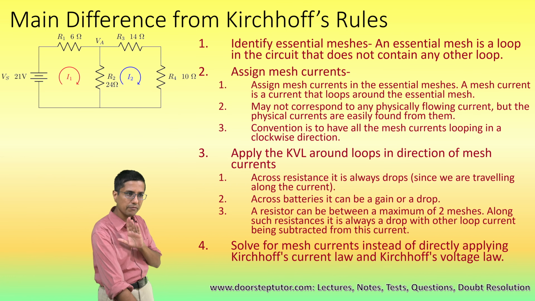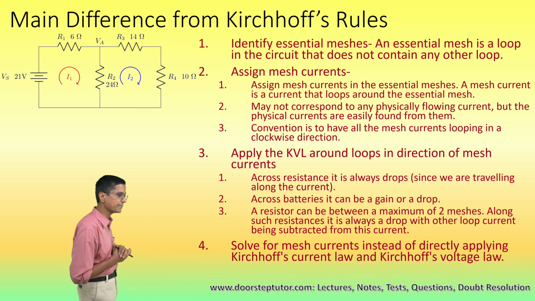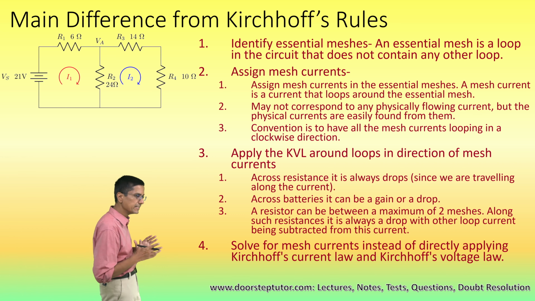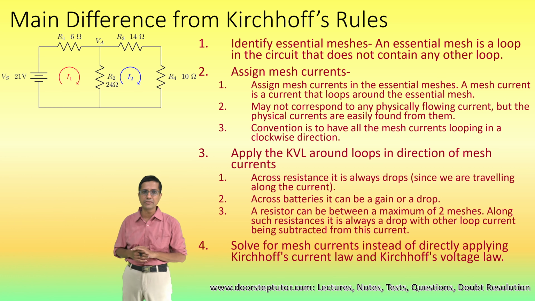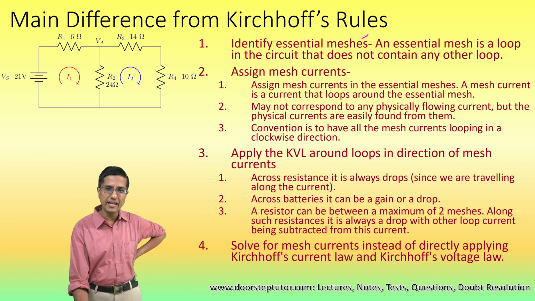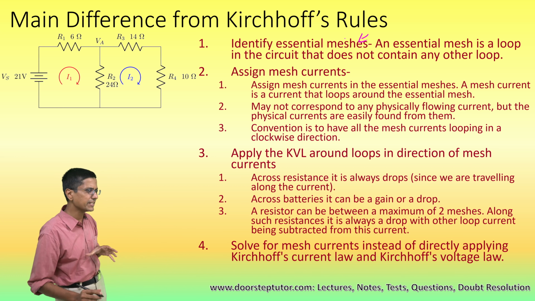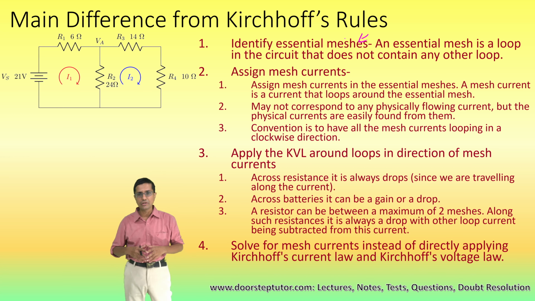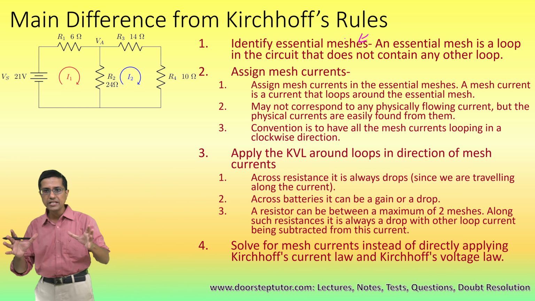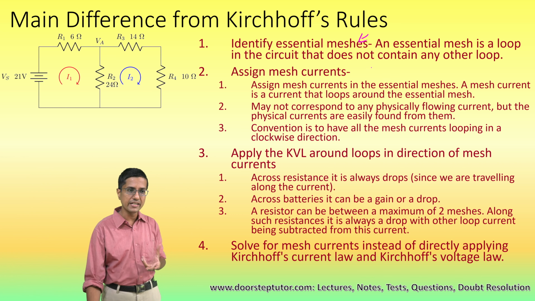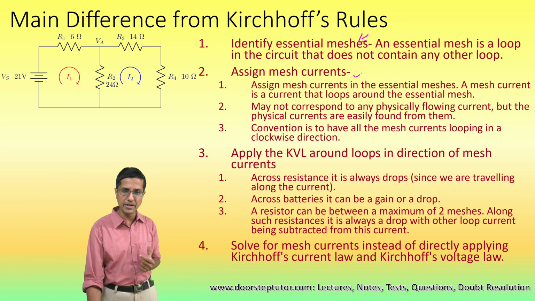We can do away with one equation. So here are the steps. To summarize, these are the steps in using the mesh analysis, and these are of course also the main differences from the Kirchhoff rule. So the first thing is that we identify the essential meshes. Like I said, essential meshes are those loops in the circuit which cannot be broken down any further into any smaller loops. The second step is, of course, we assign the currents to these essential meshes.